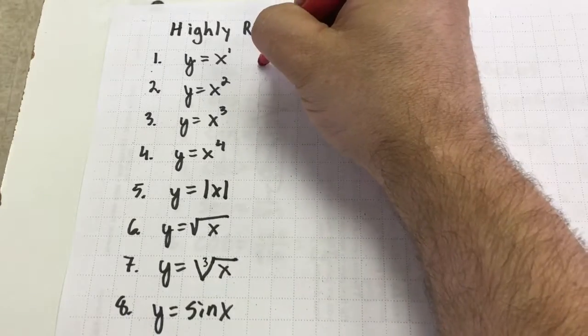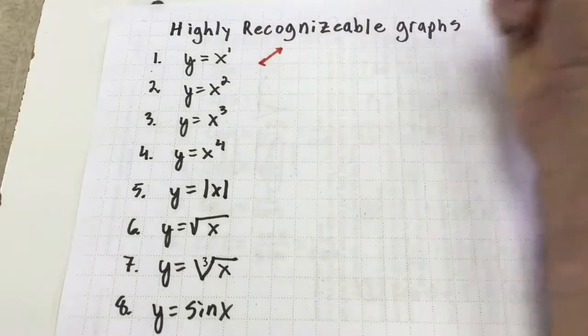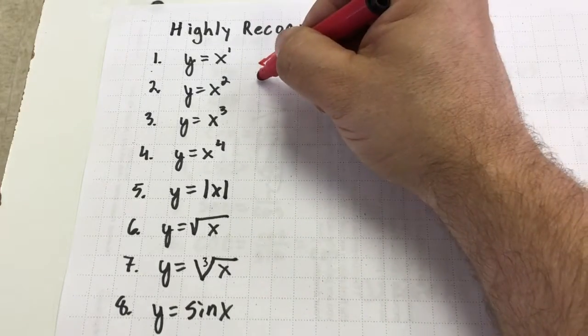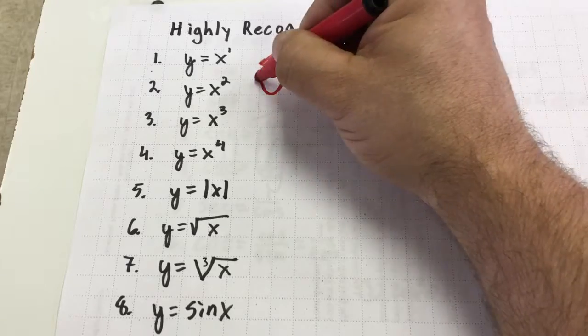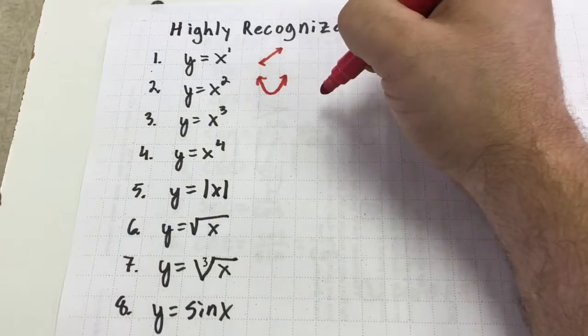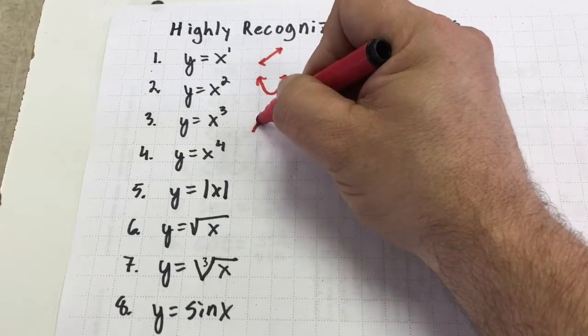Y equals x is just a line. I'm not going to do an xy axis. That's what it looks like. X squared, well, it's a parabola, so it's like a u. And because it's positive, it's concave up. X cubed, this is an exaggerated version of x cubed.